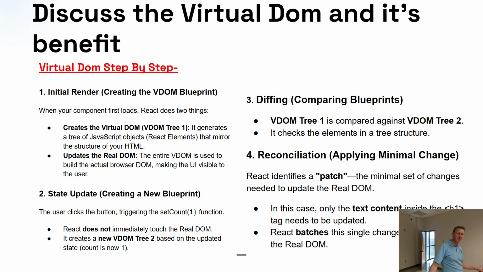Step 2, state is updated. React does not immediately touch the real DOM. It creates a new VDOM tree 2. So now you've got a VDOM that's not updated and a VDOM tree 2 that is updated. Step 3 is you run a diffing algorithm. What's the difference between VDOM 1 and VDOM 2? So you compare VDOM tree 1 against VDOM tree 2.